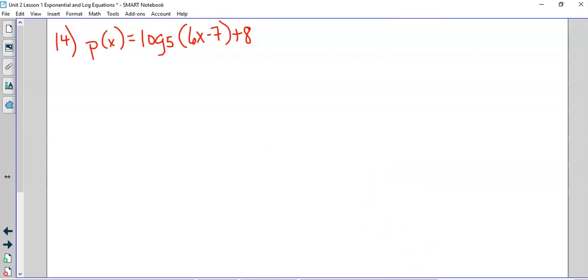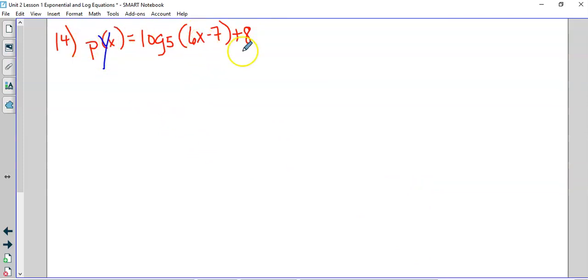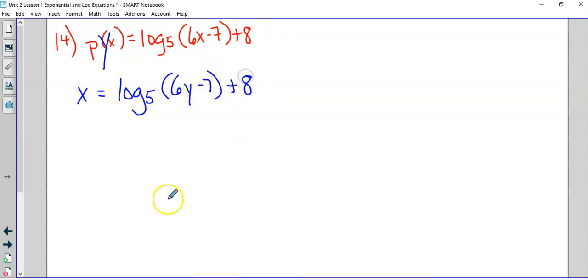So first thing I want to do, let me grab a different color here. I'm going to change this to y, and then we're going to switch the x and the y. So x equals, just rewrite everything, but put y here. Okay, now let me show you what we need to isolate this time. So when we start out with a log equation, and we want to change it to exponential by finding the inverse, we want to isolate, oops, I thought I had a highlighter. There it is. Okay, we want to isolate this and what's in parentheses.